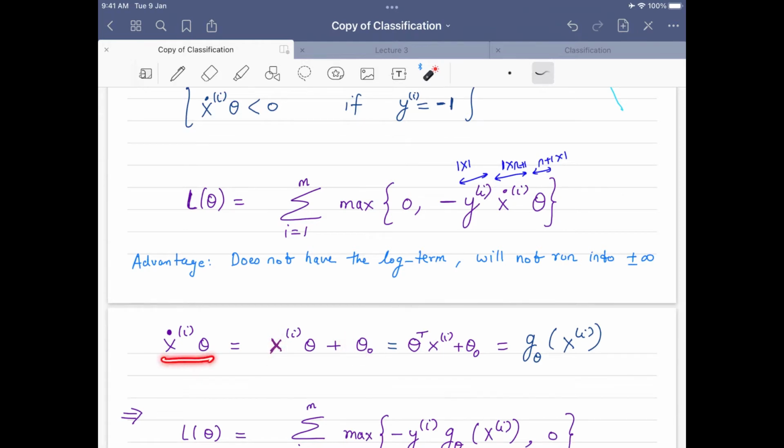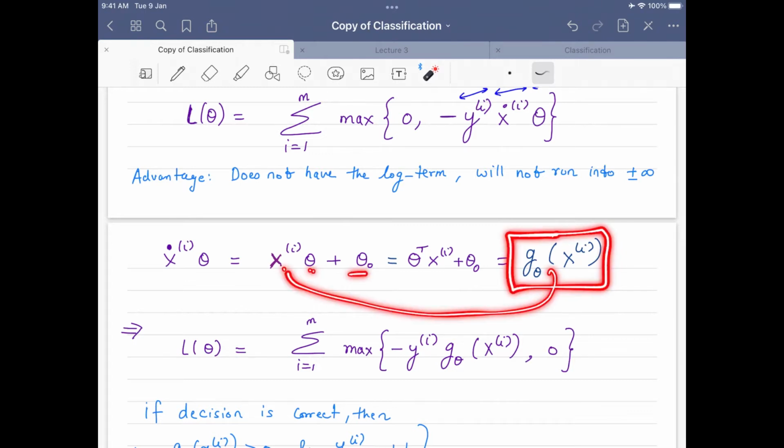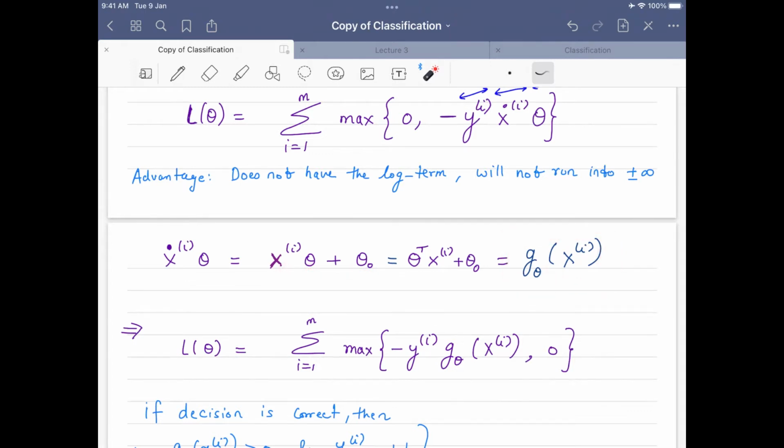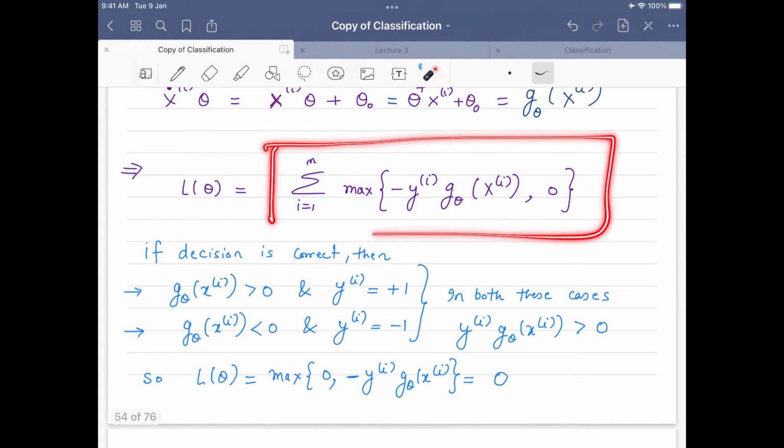I am writing it differently like this, and we are calling it g theta x of i, a new terminology which I am introducing here. So g theta xi is nothing but xi theta plus theta 0. Let me replace this expression with that one. Here you can see x dot i theta, I am replacing it with g theta xi, same thing. Now we want to understand this cost function, what this cost function is all about.